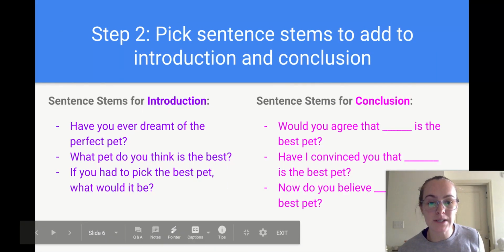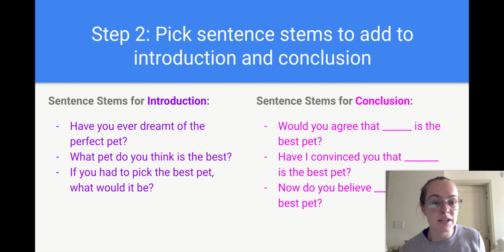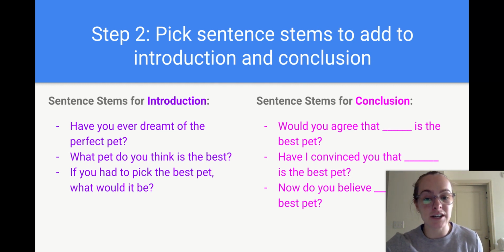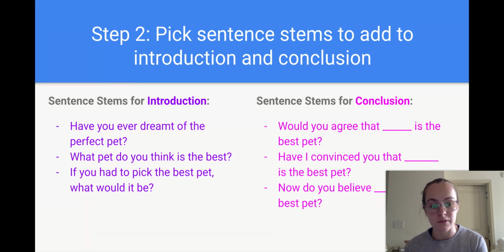Step two was to pick sentence stems to add to the introduction and conclusion. Step two is what, friends? This is where you're going to pick sentence stems to add to your introduction and conclusion. So we have some options. We have 3 options to choose from for our introduction and 3 options to choose from for our conclusion. But let's first look at our introduction options.